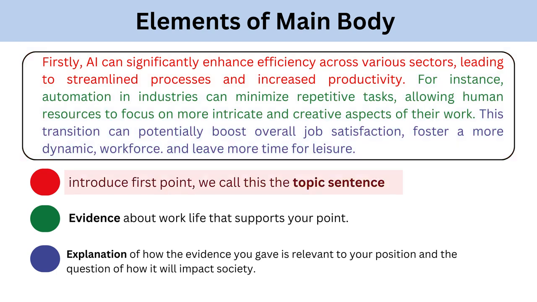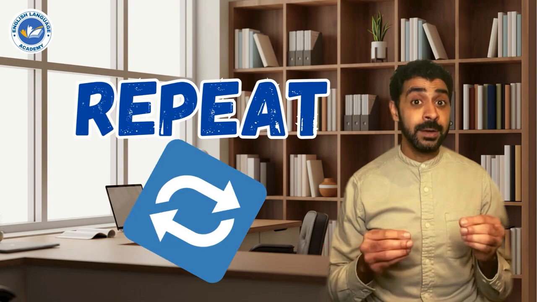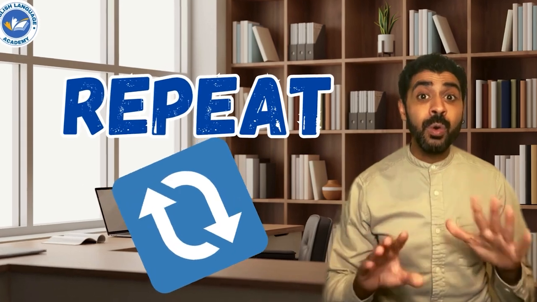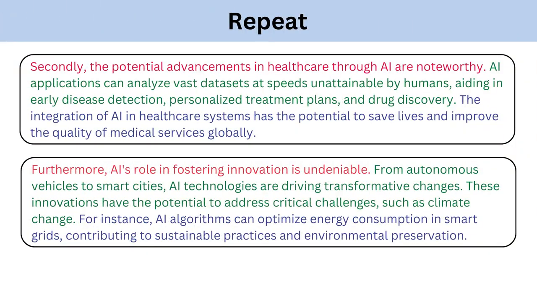The opening sentence introduces our first argument. It is what we call the topic sentence because it outlines the topic of the paragraph we are writing. Secondly, the green develops this point by providing evidence of ways AI can impact our work lives for the better. Finally, you finish with an explanation which outlines what kind of impact this will result in for society. Now, you apply this structure to all the paragraphs in your main body.